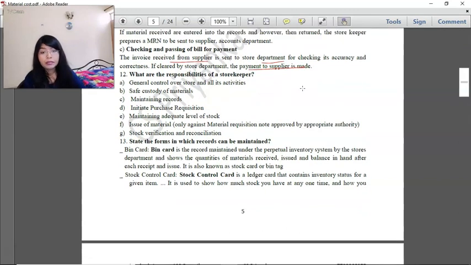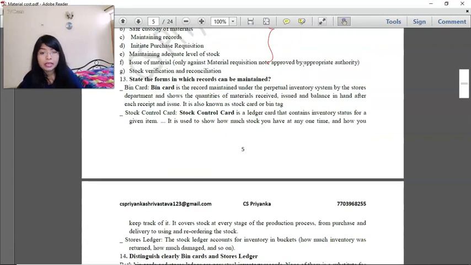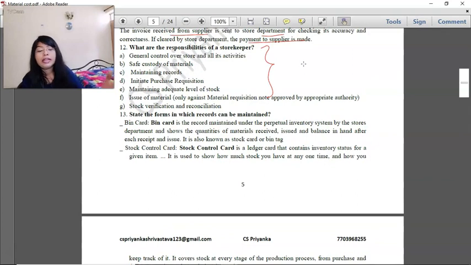Okay. Now, these are the basic responsibilities of a storekeeper. This is not a very tough thing. You can read it on your own. The tough part starts from now. The general responsibility is that they need to have control over the store. They need to keep the material in their safe custody. They need to maintain the records. They need to ensure that an adequate level of stock is maintained all the time. They need to issue the material to the production department. They need to do the stock verification and reconciliation periodically.